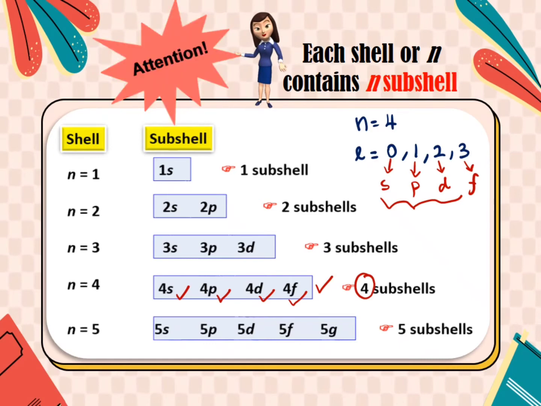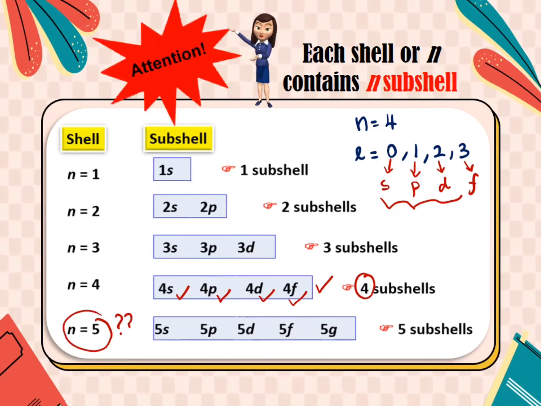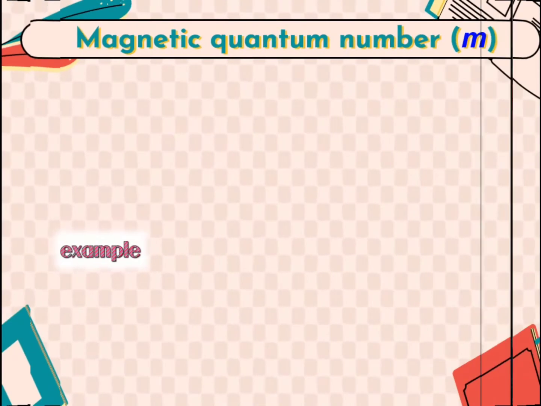Boleh kelas? So untuk n equal to 5, yang ni cuba you buat sendiri. Betul tak kita dapat 5 subshell?